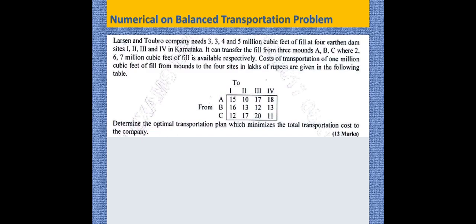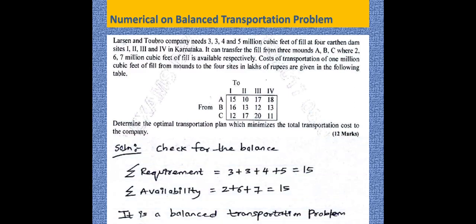As we all know, in a transportation problem, the first step is to check whether the given problem is a balanced or an unbalanced transportation problem. Here the summation of requirement, that is the requirement of fill at 4 earthen dam sites, is 3 plus 3 plus 4 plus 5, which is equal to 15. At the same time, availability at 3 mounds is 2 plus 6 plus 7, which is also equal to 15. Since requirement is equal to availability, it is a balanced transportation problem.